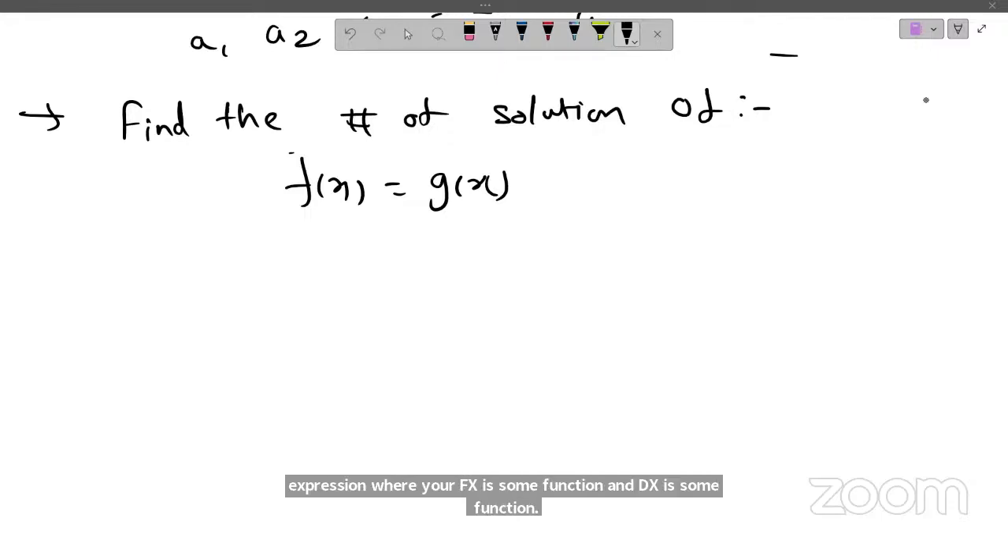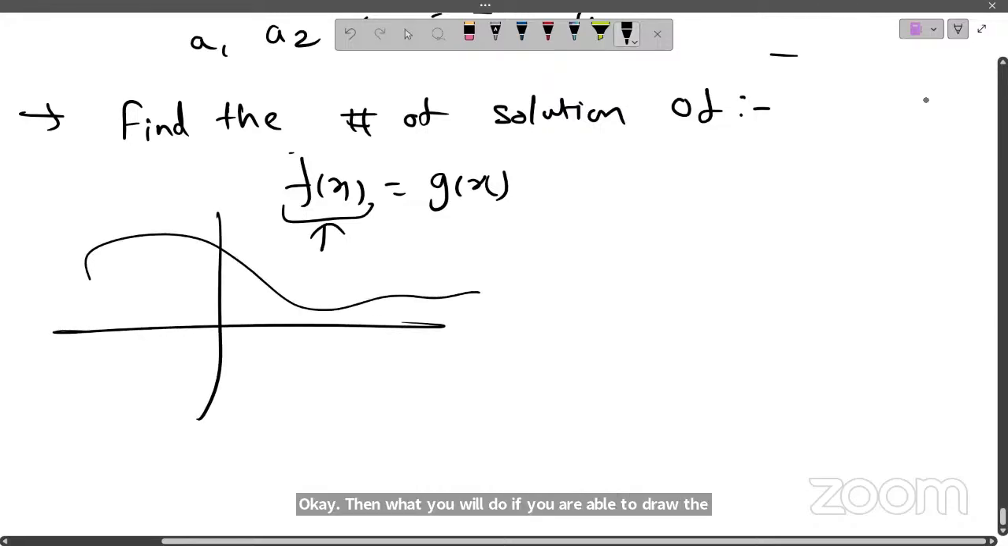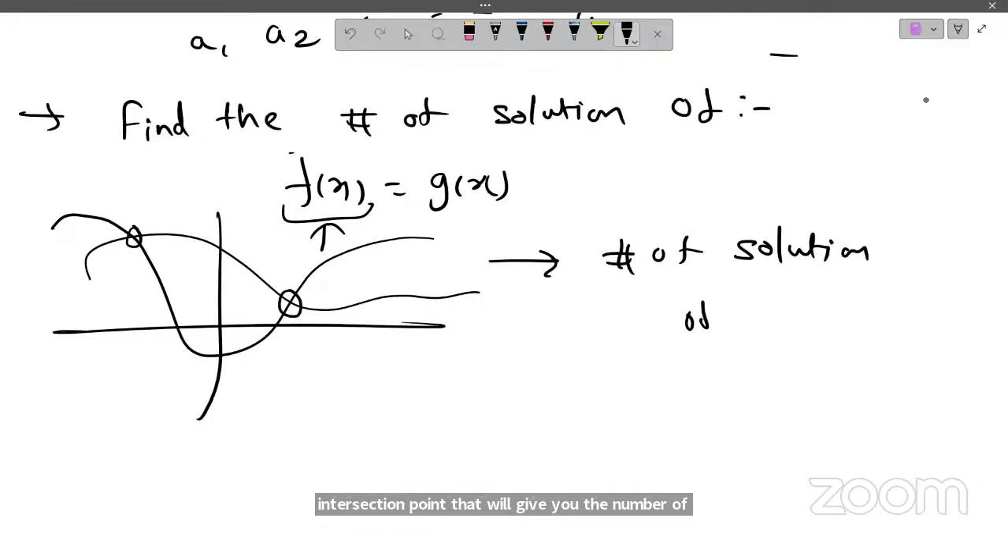Then what you will do, if you are able to draw the graph of f(x), draw the graph of f(x) and then again draw the graph of g(x) and find out the number of intersection points. That will give you the number of solutions of the expression, the solution of f(x) equals g(x). This is the process if you want to find the number of solutions of some expression.